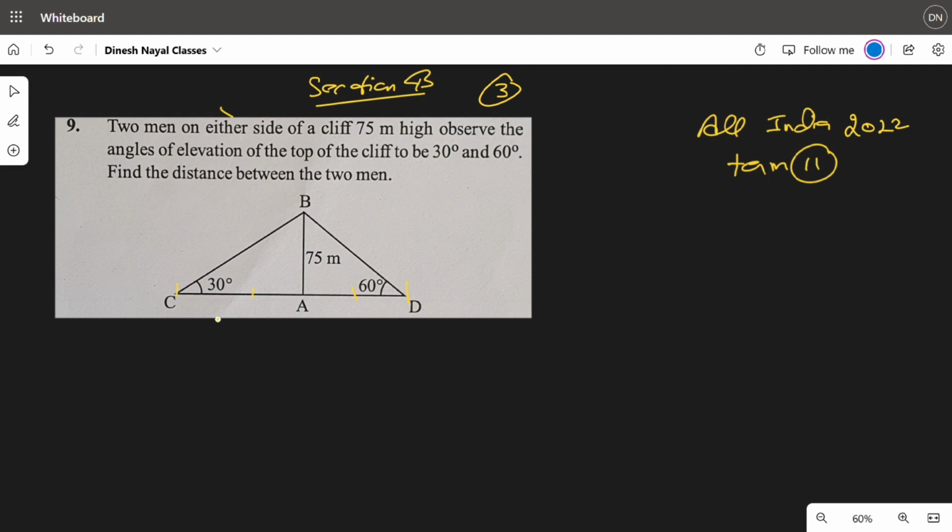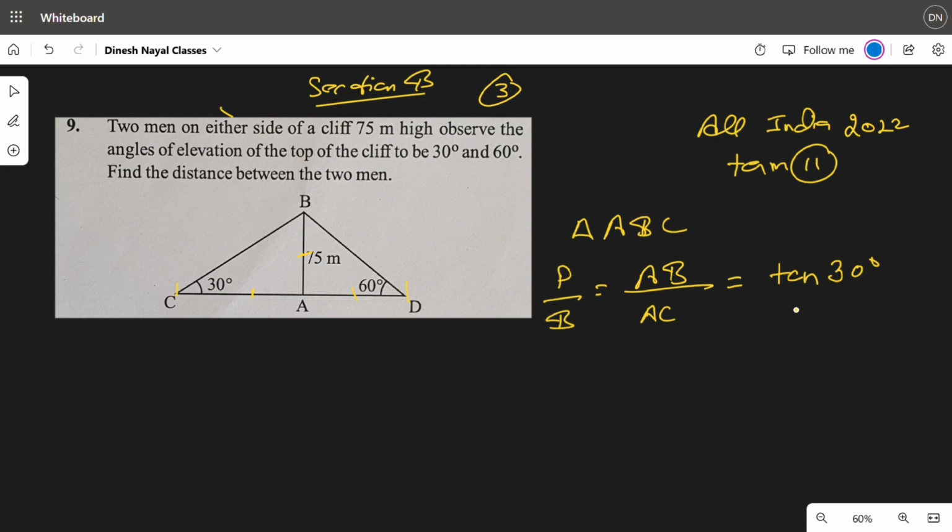To find the distance AC, we'll take the triangle ABC. As you can see in this triangle, this is 30 degree. This will be the perpendicular, and this is the base. So this will be AB by AC. We know that perpendicular by base is tan. So you take tan 30 degree because tan is perpendicular by base.